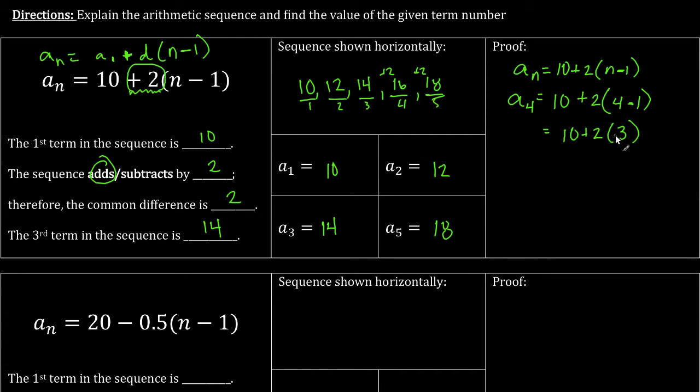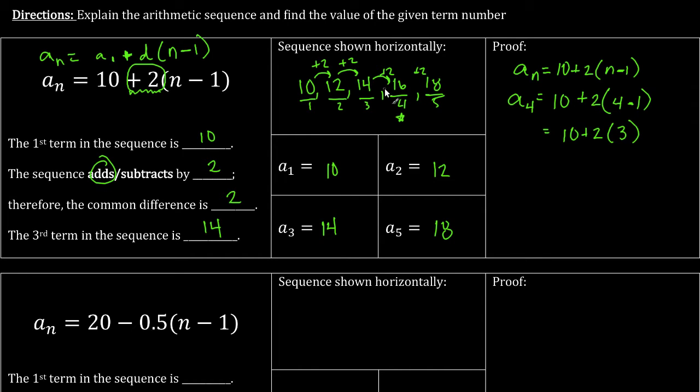Now, I want you to think about it. Why do we take away 1? We start off with 10. How many times do we add 2 in order to get to the fourth term? We add 2 three times: 1, 2, 3 times.